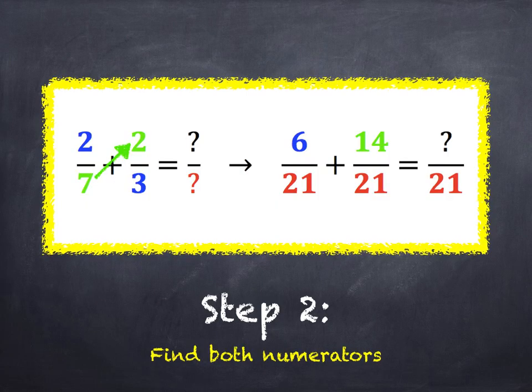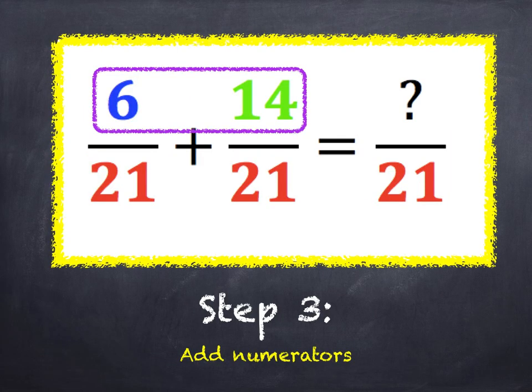So our final step is to add the numerators. When we add the numerators 6 and 14, we're left with 20, which gives us 20 over 21.